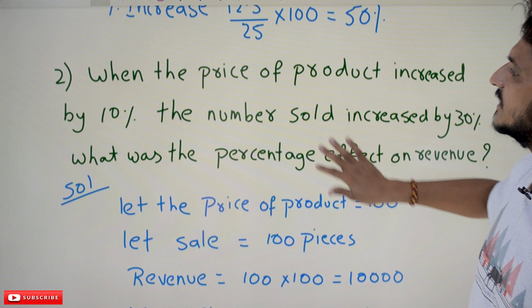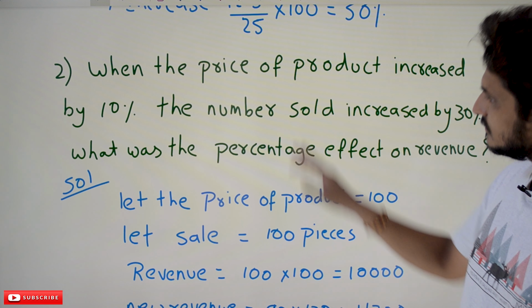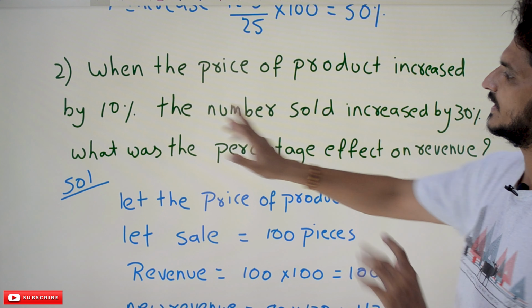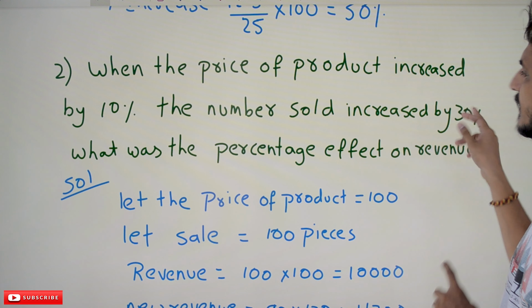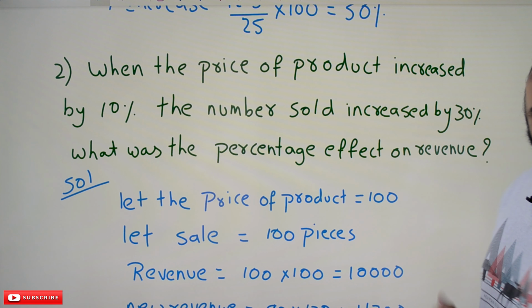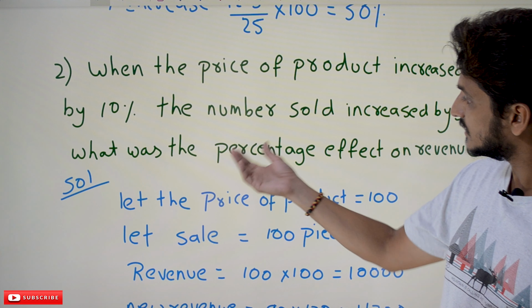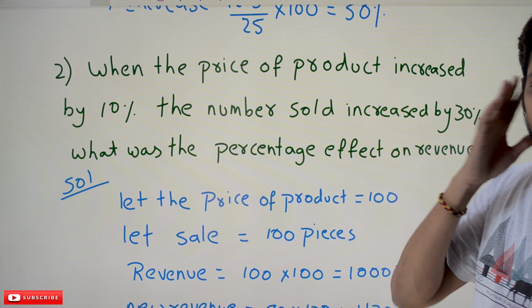Now coming to the next example. When the price of a product increased by 10%, the number sold increased by 30%. What was the percentage effect on revenue? So what's the effect on revenue? Means percentage effect on revenue.